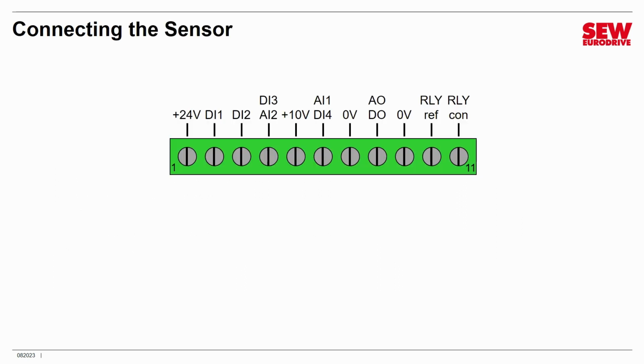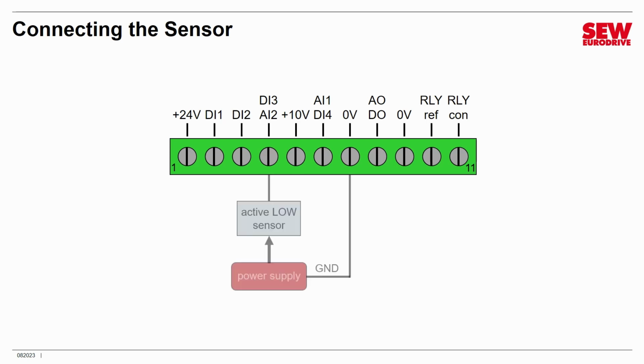Let's start with a generic external sensor. How do you wire it up to the VFD? Well, you make connections on the front I/O connector, as you do with all devices connected to it. This is how you would wire it up. You would connect an active low sensor to digital input 3, analog input 2.